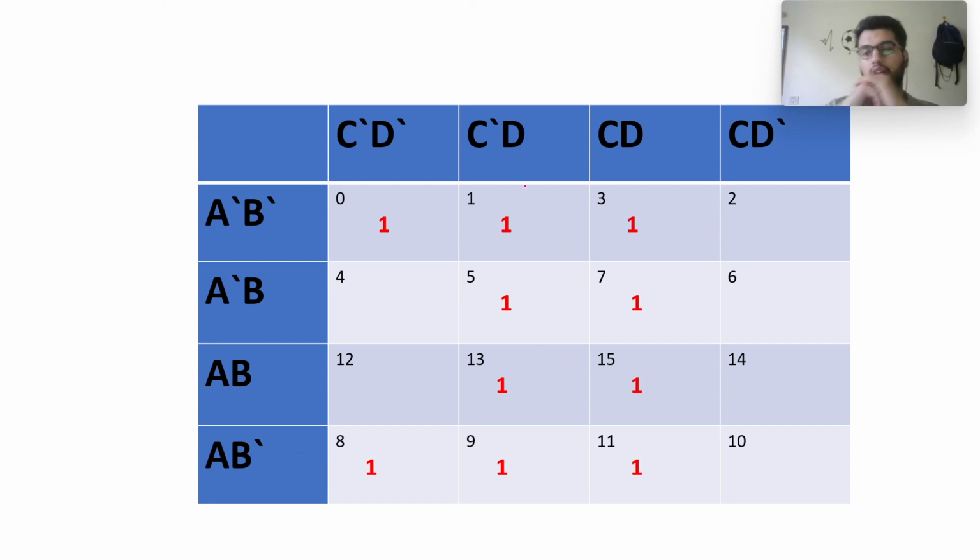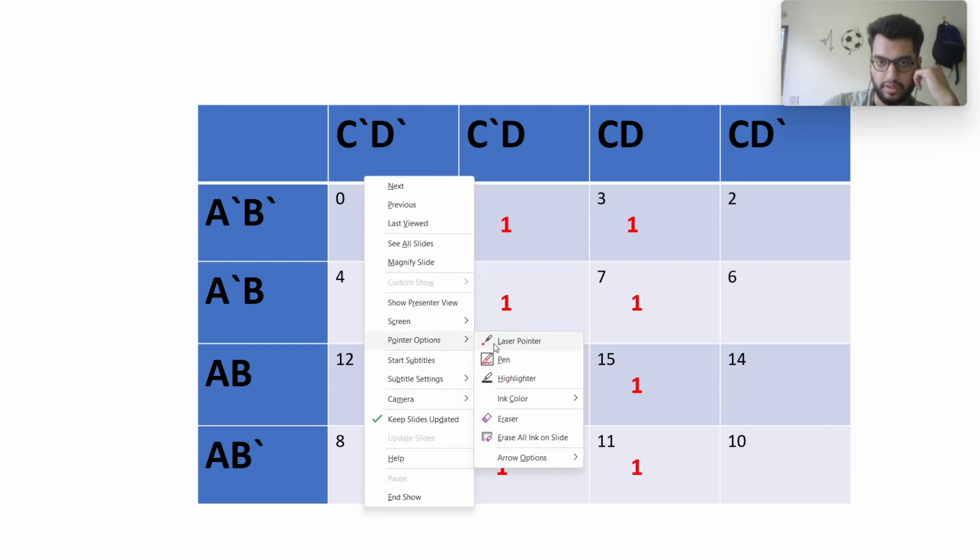Now we'll look for an octet, whether we can construct the octet using the minterms. As you can see, the construction of an octet is possible. So the octet will cover these. Let me just read the pointer.